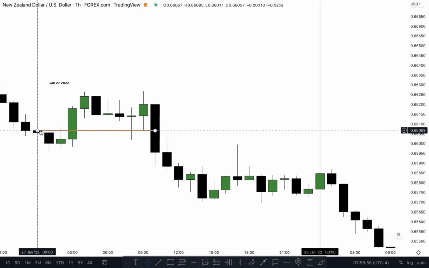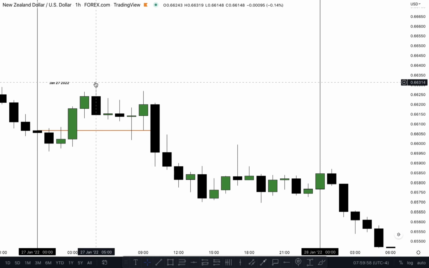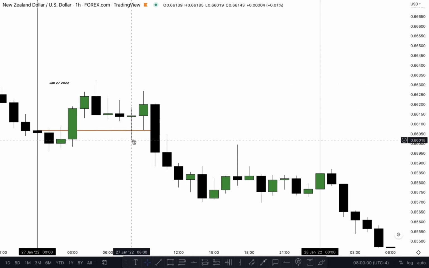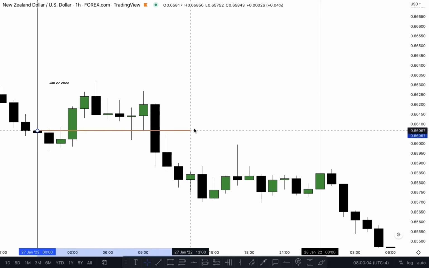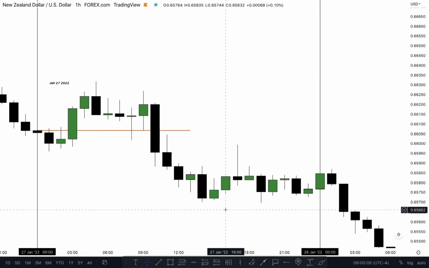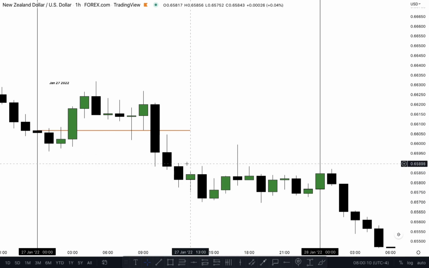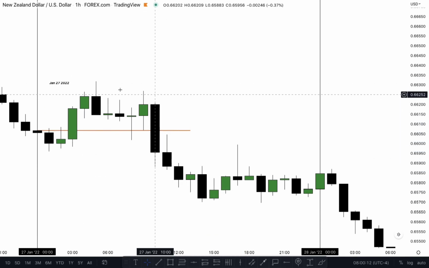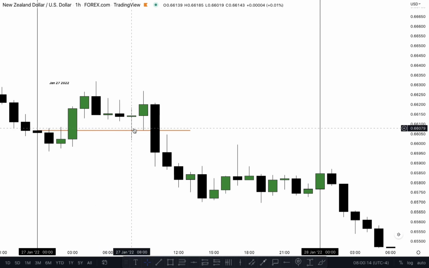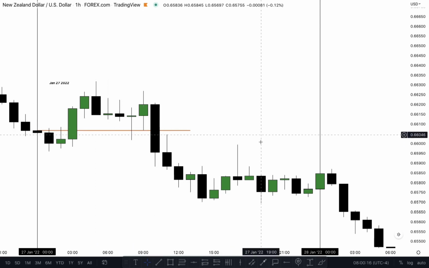Midnight opening price, price rallies above it, comes down again, gives another opportunity above midnight opening price. We'll draw this out a little further, and drops lower to finish the down closing day. In bearish conditions, selling above here is high probability, simply.